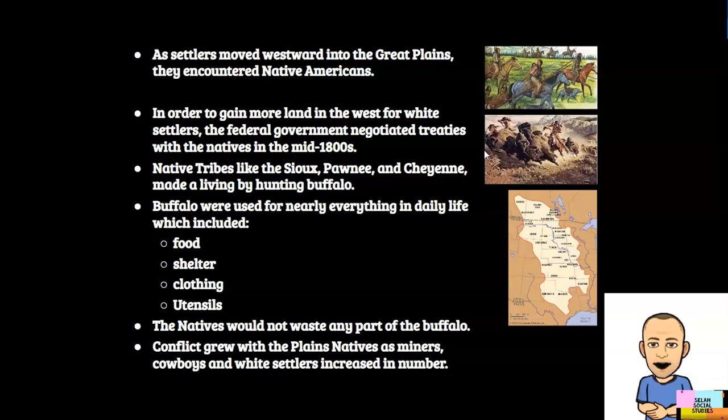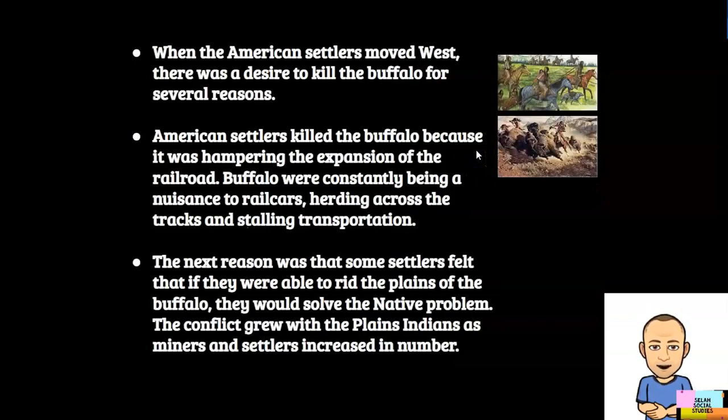And when the American settlers moved west, there was a desire to kill the buffalo for many reasons. So the American settlers killed the buffalo because it was hampering the expansion of the railroad, number one. Buffalo were constantly being a nuisance to these rail cars, herding across the tracks, stalling transportation. And I mean, these herds numbered in the millions sometimes and spanned miles long and miles wide, leaving the railroad literally stuck in one place for a couple of hours. It could sometimes take a couple of hours for this herd to move past the railroad track.